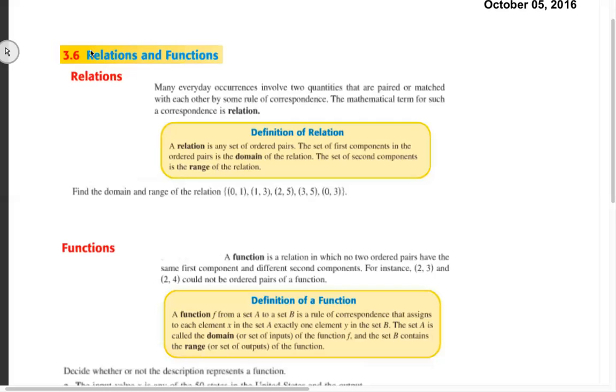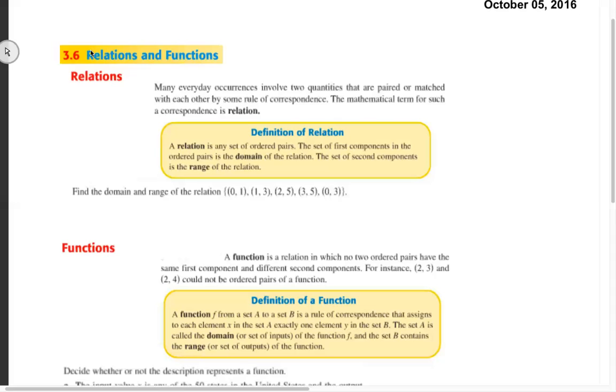Now for your range, obviously it's going to be the Y values. That's your output. Okay, so kind of think of it as like a machine. Okay, so a machine, you put something in and you get something out. Does that make sense to you? Okay.